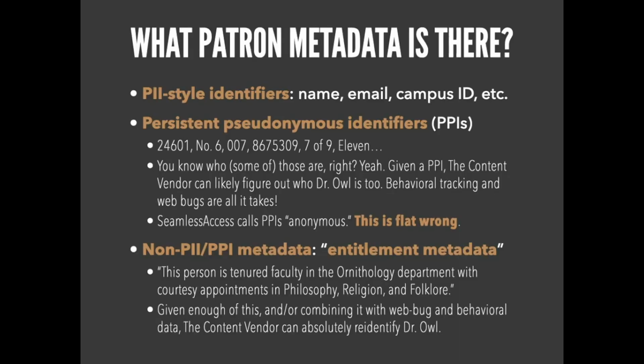First, let's ask, what patron metadata even is there? Well, there's standard PII like name, email address, campus identifiers. Then there's what I'm calling persistent pseudonymous identifiers, like a number that's consistently used over time to identify a given patron without using their actual name. So like 24601, number 6, the immortal 007, and so on. You know who at least some of those numbers are, right? Yeah, so this isn't really privacy protecting.